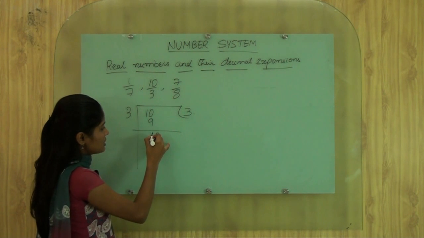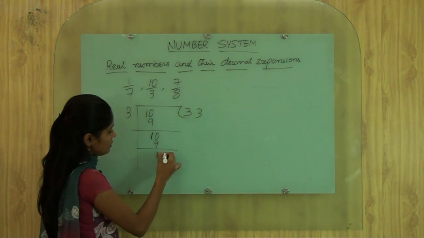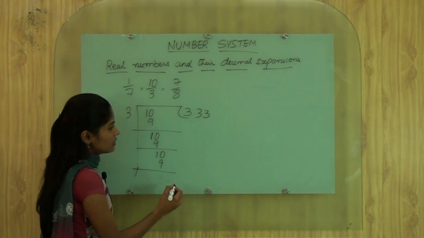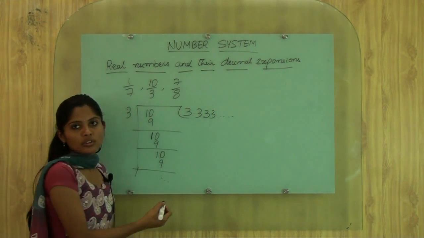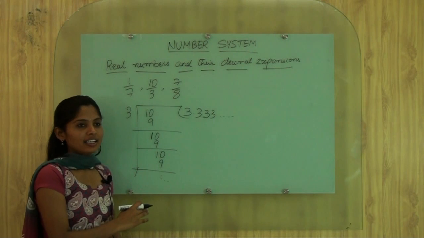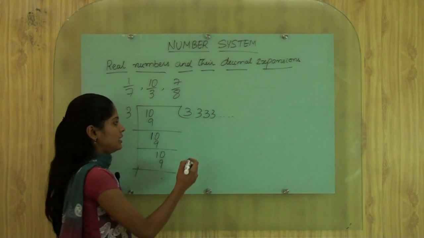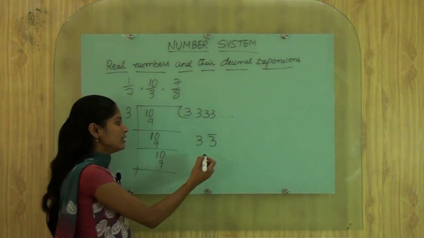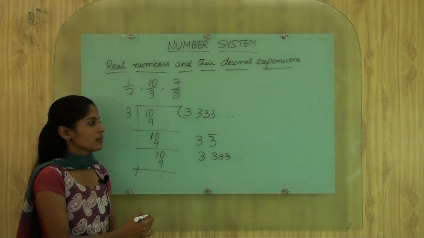Then take a dot, take 10. 3 into 3 is 9. Then 1. 3 into 3 is 9. This doesn't end. The quotient will continue. These kinds of numbers are called non-terminating recurring numbers. It doesn't terminate and it will recur. It goes on repeating. That is, we can write it as 3.3 bar, where 3 bar represents 3.333 and so on.